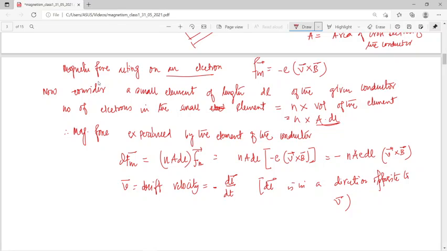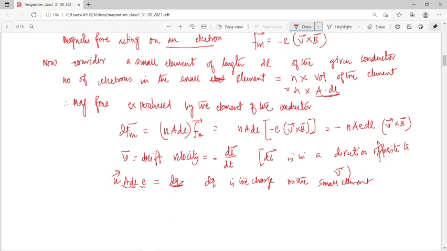So we can place it, and of course we can say n is the number of electrons per unit volume, and each electron has charge e, and that is nothing but the total charge in the conductor. You can say dq is the charge on the small element, n is the number of electrons per unit volume, and each electron has charge e. So that is the total charge on the small element. You can say dq is the charge on the small element.